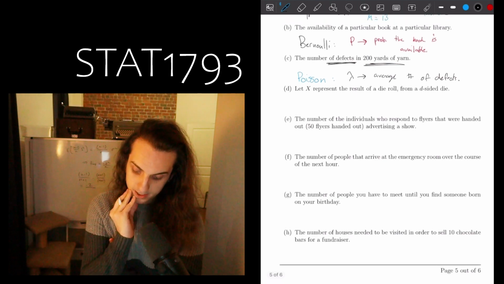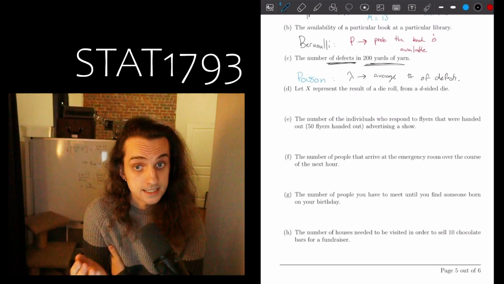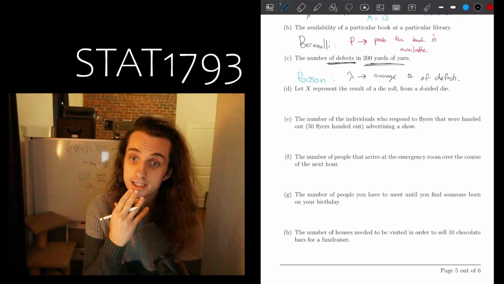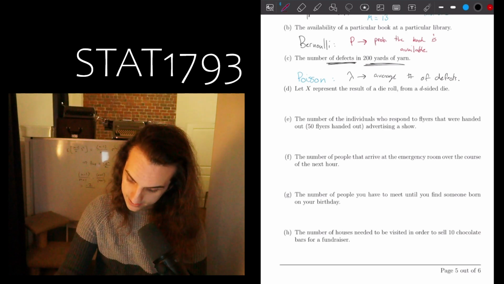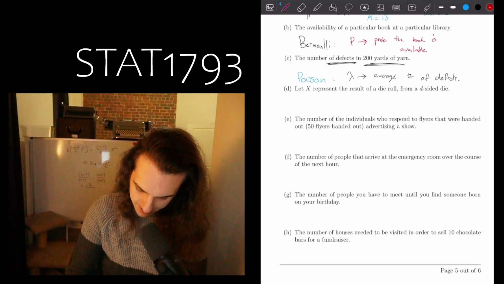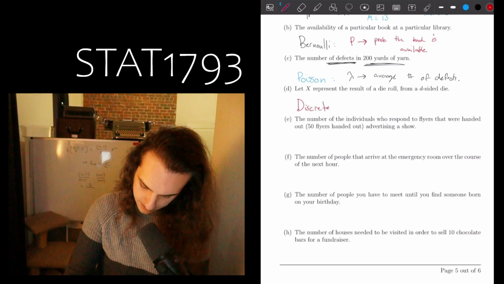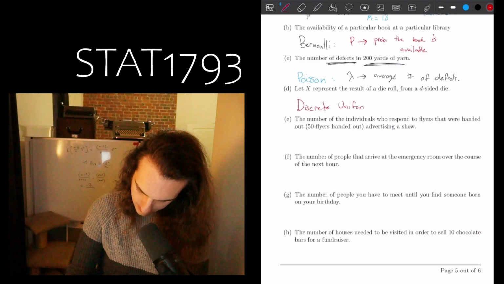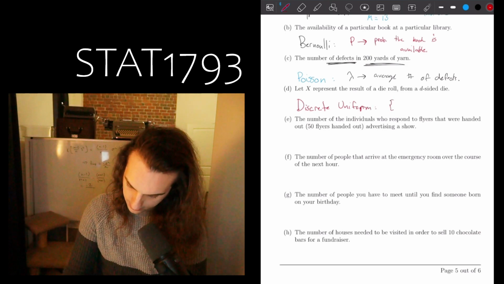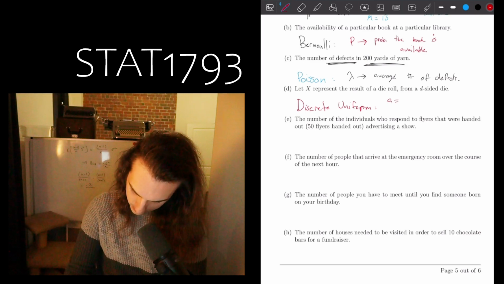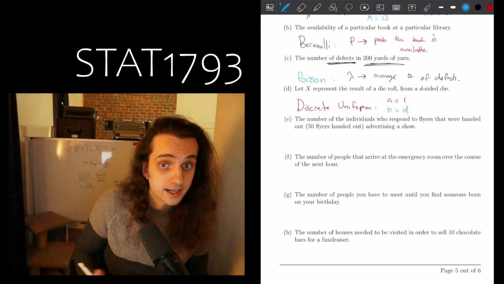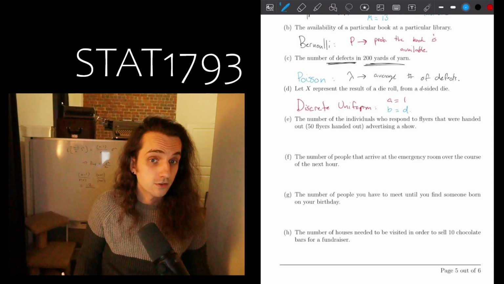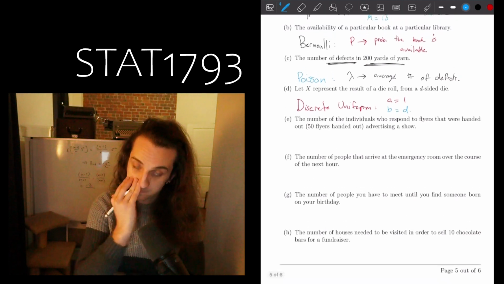If X is going to be the result of a die roll from a D-sided die, well, what we know about dice is that they're always going to be equally likely outcomes, right? Equally likely outcomes in the parlance of named distributions always corresponds to discrete uniform, right? And the discrete uniform here, if we're thinking about it being D-sided, well then what we'll do is we'll take A is equal to 1 and B is going to be equal to D, right? So if it's a 6-sided die, 1 to 6, right? So it's discrete uniform because we have equally likely outcomes.